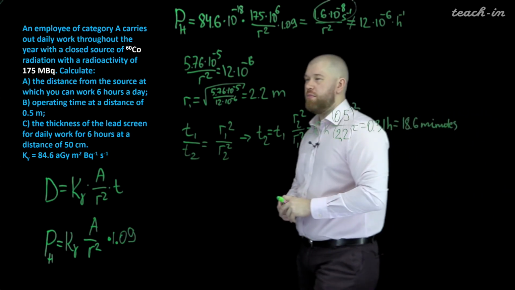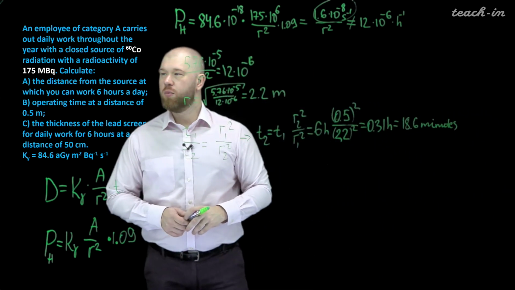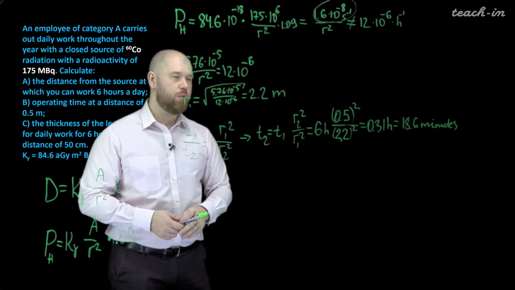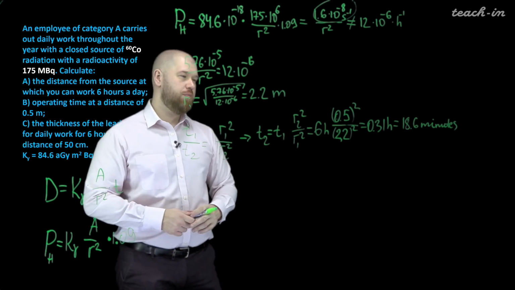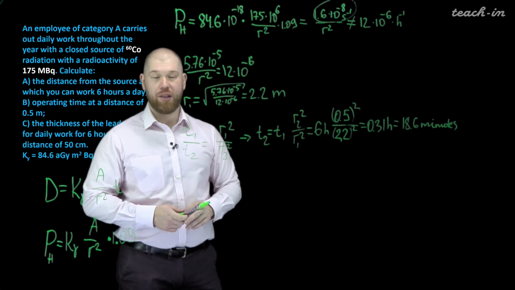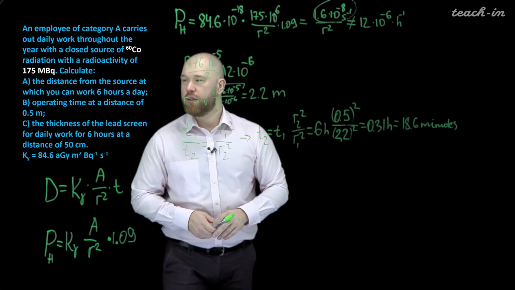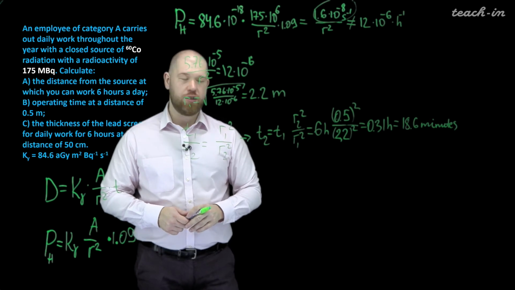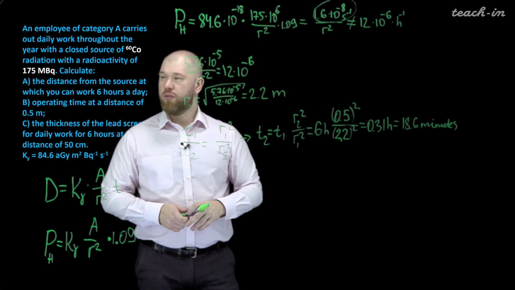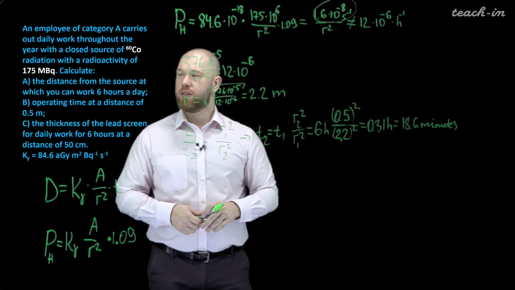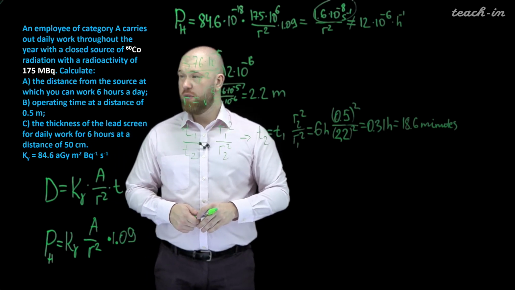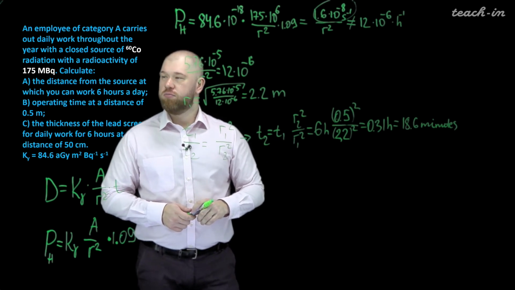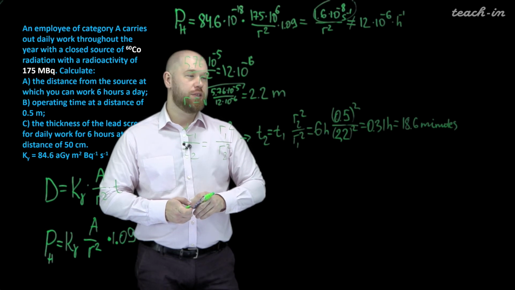So quite a short time to work with this source at a very short distance. So if you want to work with the source, you should do it very quickly. Or you can use a lead screen to increase your operation time. And we have to calculate what the lead screen should be for safe operation at this distance of 50 centimeters if we would like to work for 6 hours.